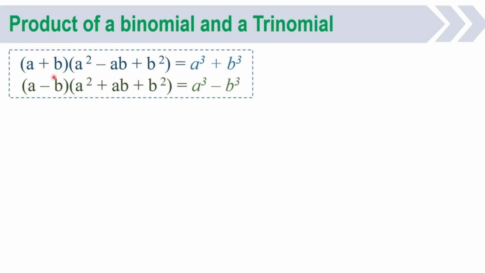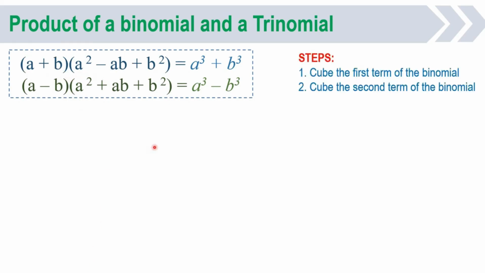And if the given is really a product of a binomial and a trinomial of special form, you just have to follow these steps. Very easy step. First, cube the first term of the binomial. Second, cube the second term of the binomial. Very easy. But remember, make sure that the trinomial is really in the special form. Let's start with our example. X plus 2 times x squared minus 2x plus 4.